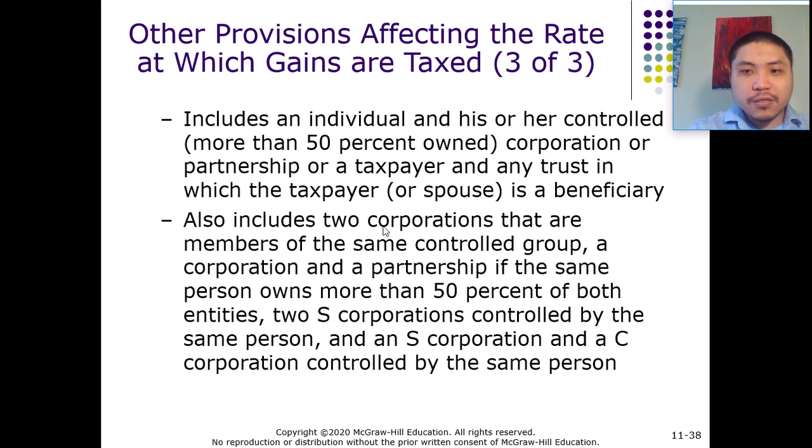And then it also includes two corporations that are members of the same control group; a corporation and a partnership, if the same person owns more than 50% of both entities; two S corporations controlled by the same person; and an S corporation and a C corporation controlled by the same person, right? So again, the definition of related party is very broad. That's why it looks like Congress and the IRS really want to discourage people from engaging in related party transactions.